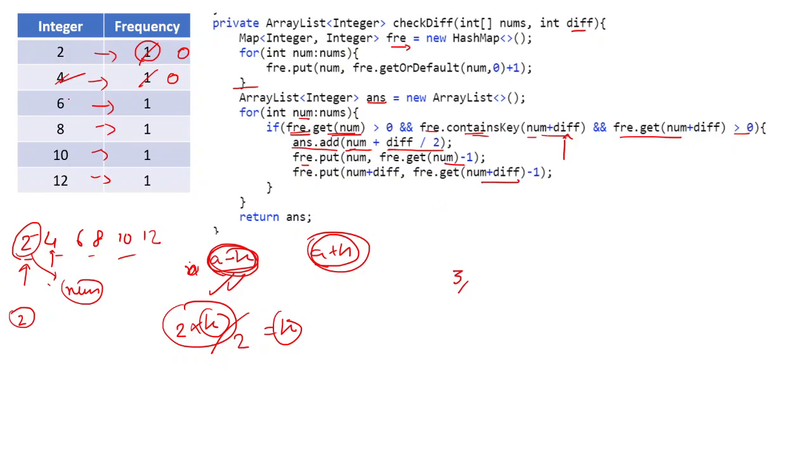So what we'll do is we'll do 6 plus 1, 7. Okay, so we'll add 7 here, then we'll do minus on the frequency of both 6 and 8. These two are also gone, so 0 0. Then for 6 we have calculated. For 8 we will not, because the frequency is not 0.